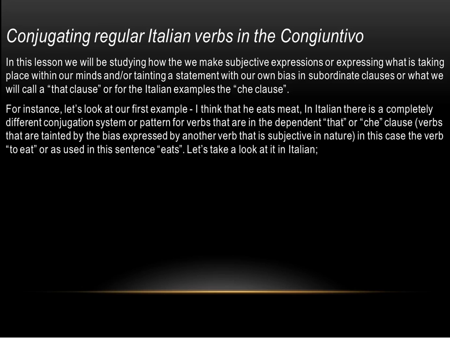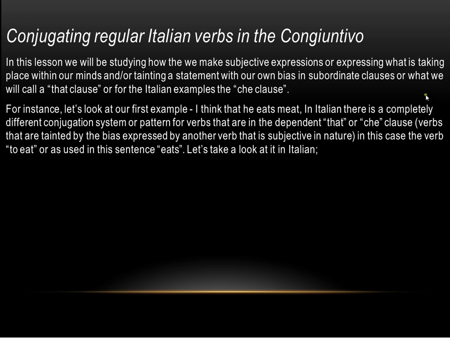For instance, let's look at our first example. I think that he eats meat. Before I go on, I want to point something out here. This sentence, I think that he eats meat, has two clauses. I think, which is the main clause. That, hence the word that clause or che clause. And then he eats meat, which is the dependent clause. I think is going to be in Italian conjugated in the present tense, but that's what's causing the whole thing to go into a subjective mode. Therefore, the eats meat, as you're going to see in a few seconds here, is going to be what has to be conjugated in the subjunctive or the congiuntivo.